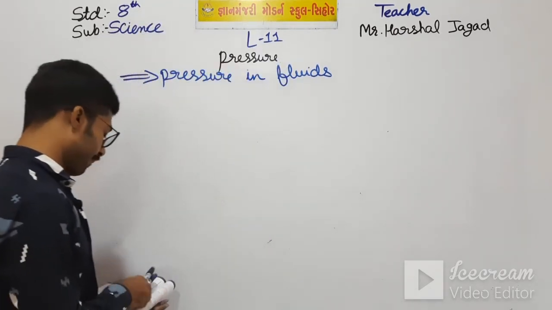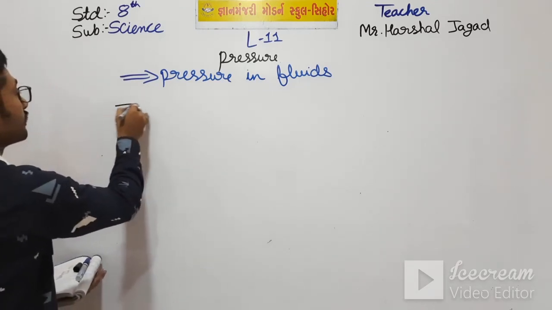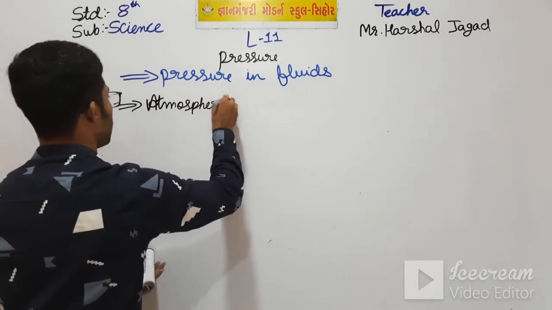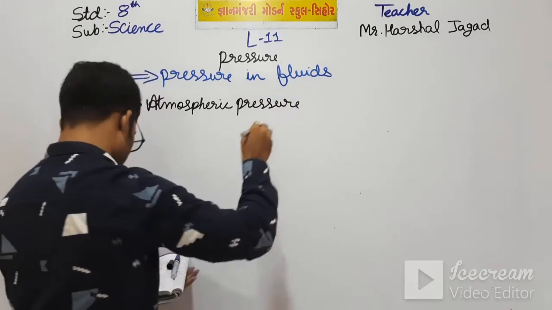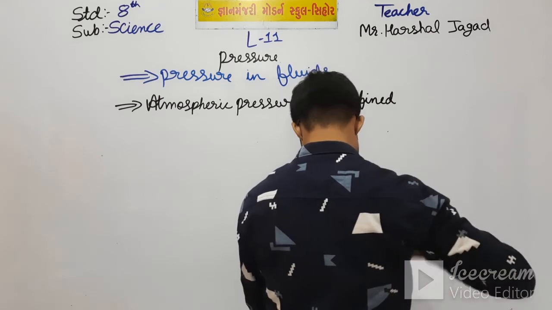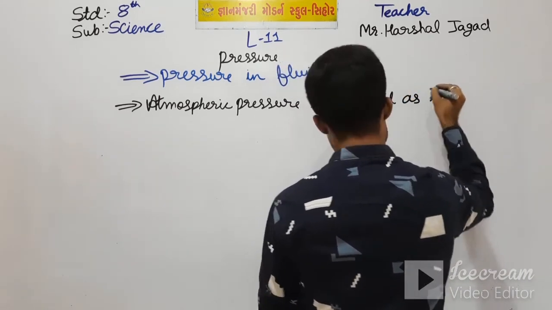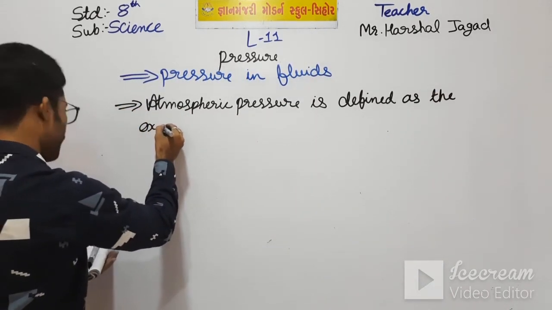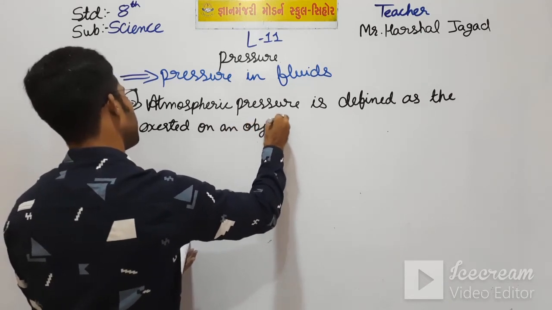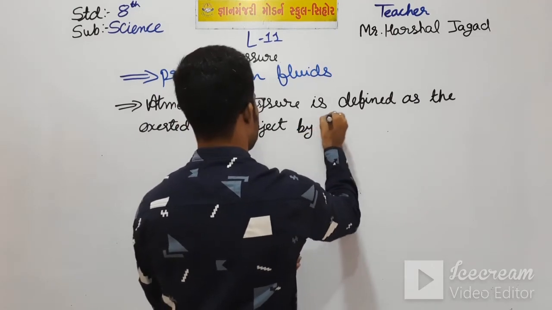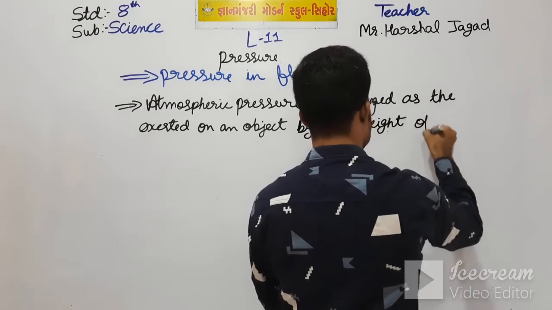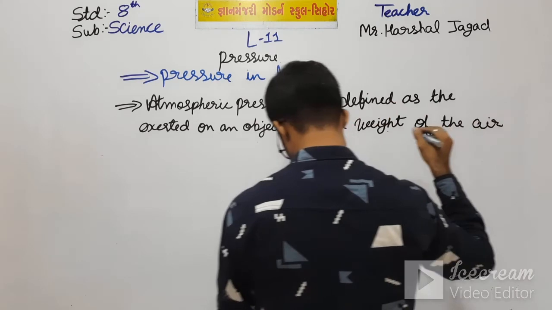So what is atmospheric pressure? Atmospheric pressure is defined as the pressure exerted on an object by the weight of air above it.